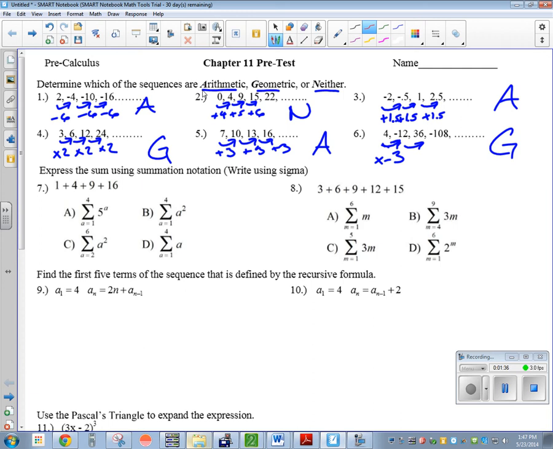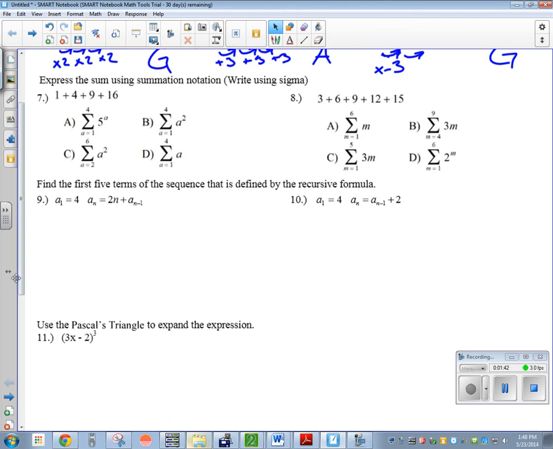On number 7, now we're focused on what's going on. It says express the sum using summation notation. Write it using sigma. So I made this a little bit easier for you. I wrote it with multiple choice. Let's look at what's going on. It goes 1, 4, 9, 16. So I'm looking for the pattern. Each of those numbers, 1, 4, 9, and 16, are all numbers that are being squared. So I think my formula is a squared.